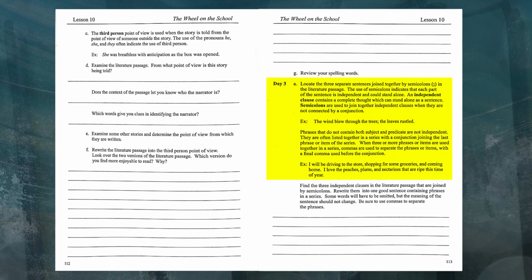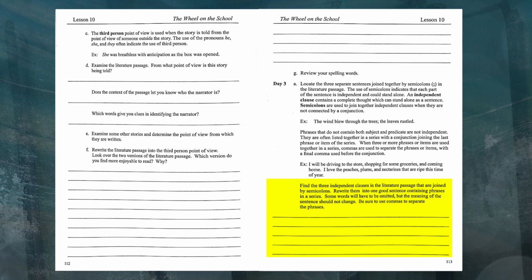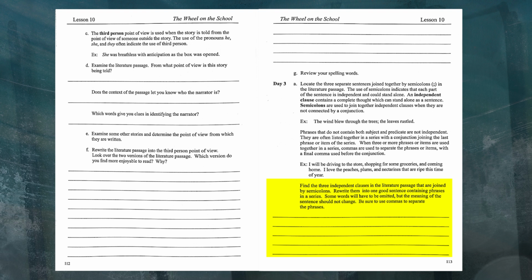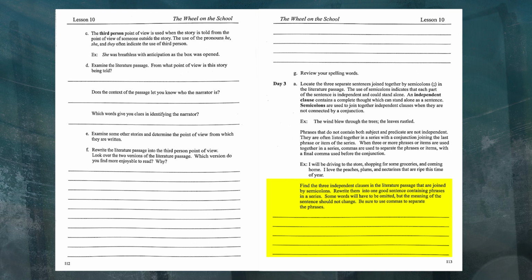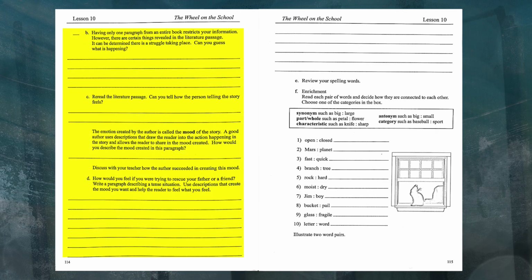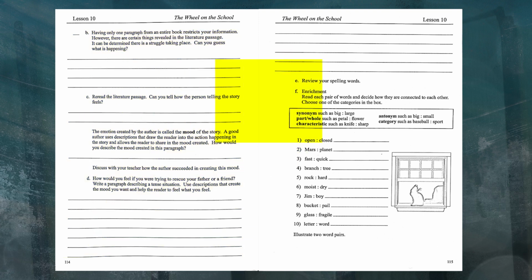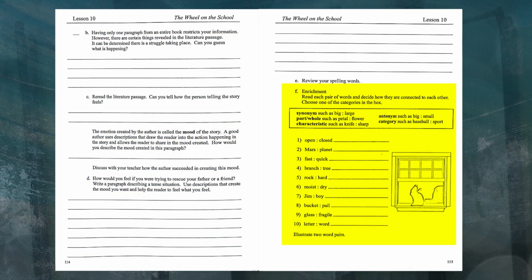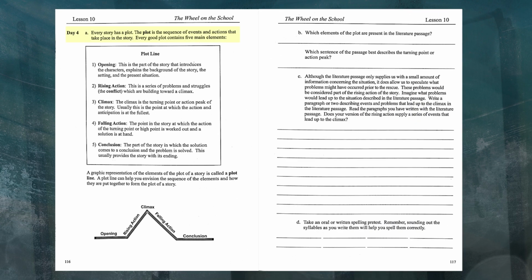Wednesday, semicolons. Locate 3 separate sentences joined by semicolons in the passage. An independent clause can stand alone as a sentence. These can be joined together by a semicolon. When 3 or more phrases are listed, you will use commas instead. Rewrite the 3 sentences joined by a semicolon into 3 good sentences. Answer the rest of the questions and review your spelling words. Complete the enrichment activity, which requires some critical thinking.